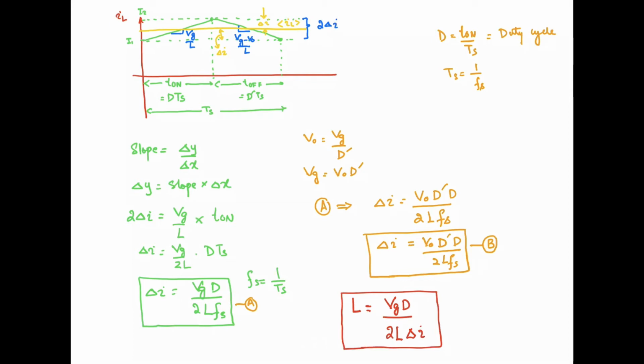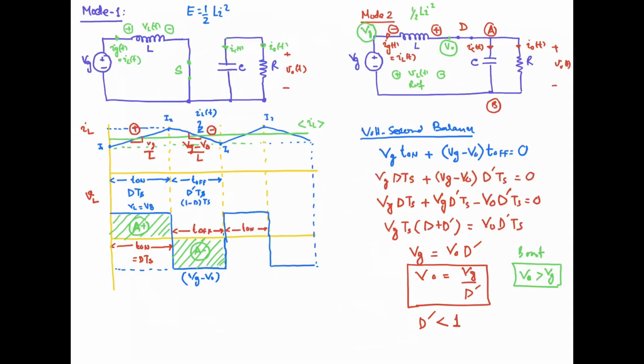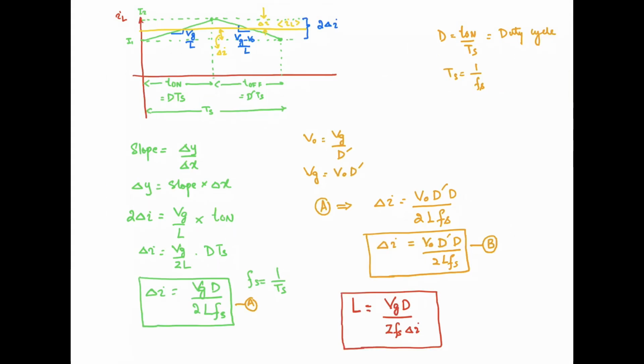And you know the switching frequency, delta I, Vg and D, so you can work out the value of the inductance. So now you can design the inductance, and you can do the analysis. It depends upon you. For the analysis, you will be using this equation, and for the design, you will be using this equation.